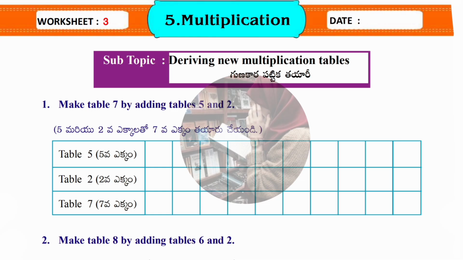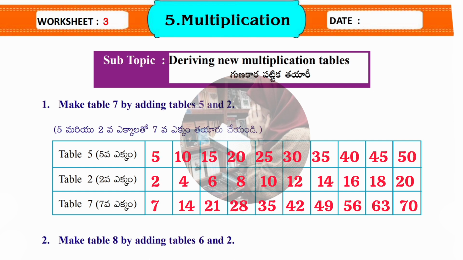So let's see this, guys. It's very interesting. Just be with me. Okay, let's see this. First write down table 5. 5 1s 5, 5 2s 10, 5 3s 15, 5 4s 20, 5 5s 25, 5 6s 30, 5 7s 35, 5 8s 40, 5 9s 45 and 5 10s 50.